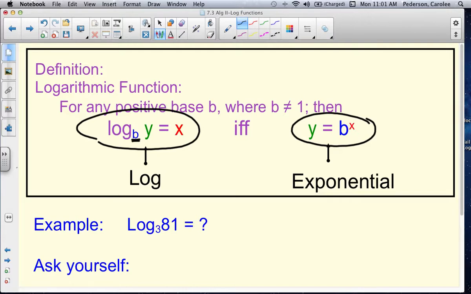Please take the time to go ahead and write this definition down of what a logarithm is. For any positive base b, where b does not equal 1, we have these two equations.